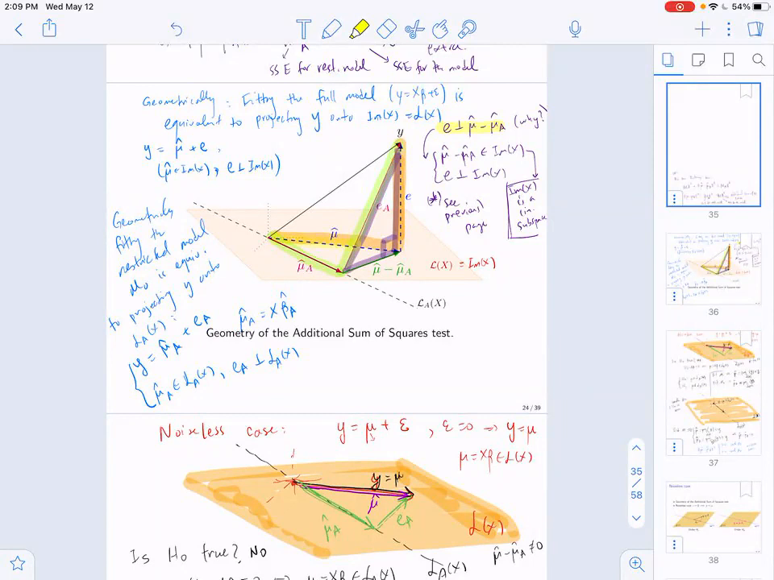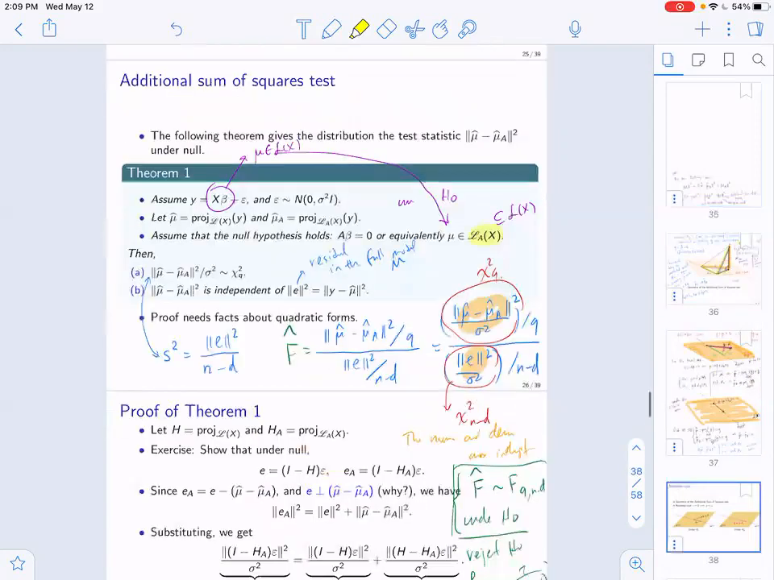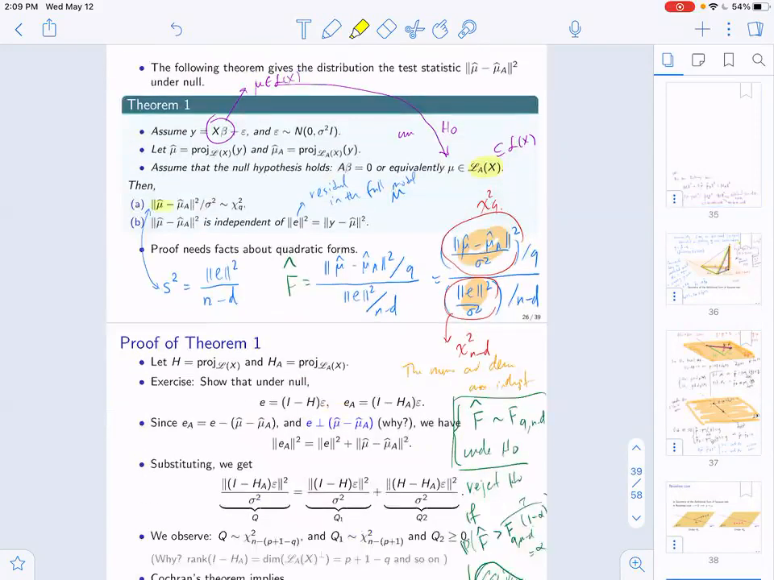we can then compare the size of mu hat to mu hat A, and if the difference is not too big, then we can say that the null is probably good, or we're under the null, so we don't reject the null. If the difference is too big, then we reject the null, and we saw that we have a result that allows us to form this F statistic.